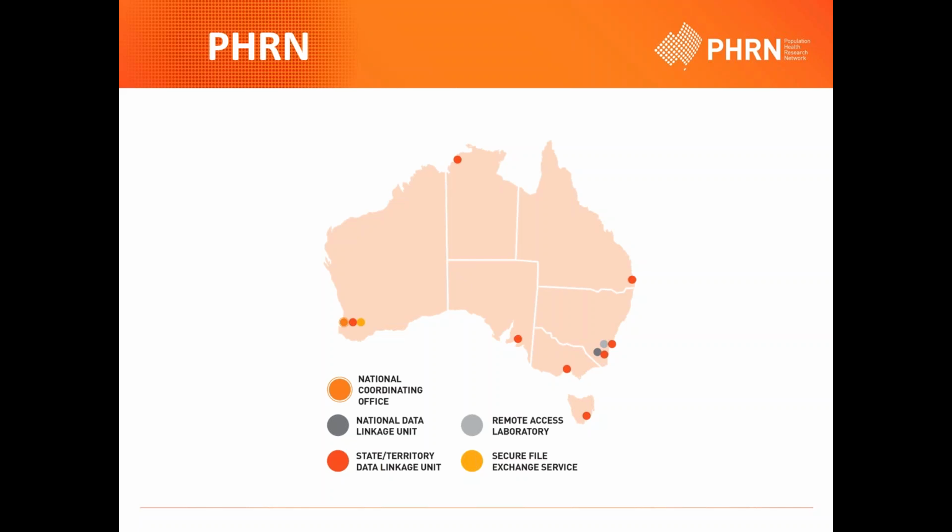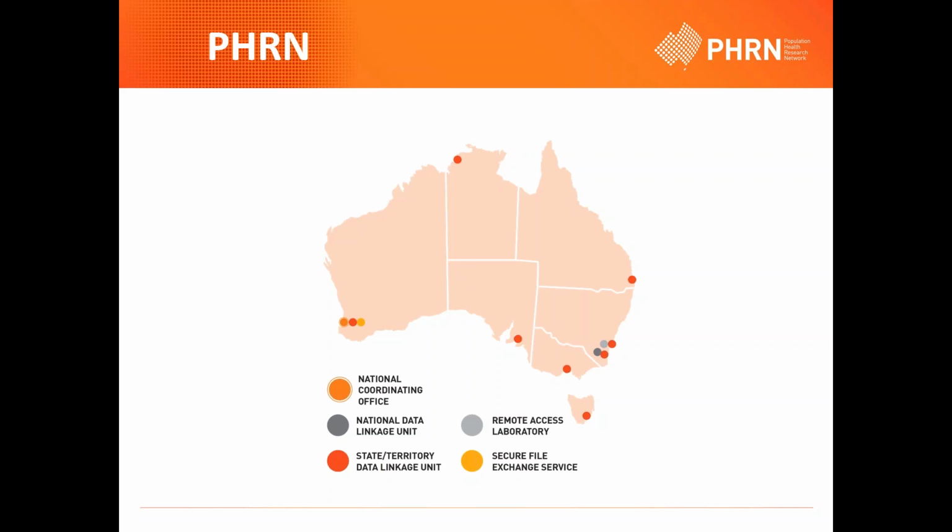PHRN currently supports state data linkage units, and these are signified by the red dots on the map. You'll notice that there's a data linkage unit in every state and territory, and there's also one federally. The federal data linkage unit is represented by the dark grey dot, and that's based at the Australian Institute of Health and Welfare in Canberra.